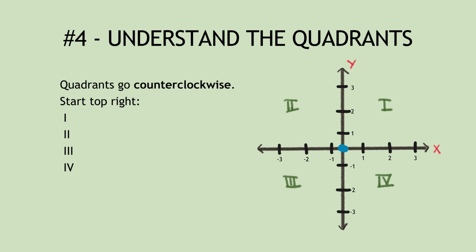So here are those quadrants I was talking about. Quadrants go counterclockwise. So you start at the top right and we have quadrant 1. Then you go to the left and you have quadrant 2. Then you go down, you have quadrant 3, and then you go to the right, you have quadrant 4. Now let me show you the significance of each quadrant.